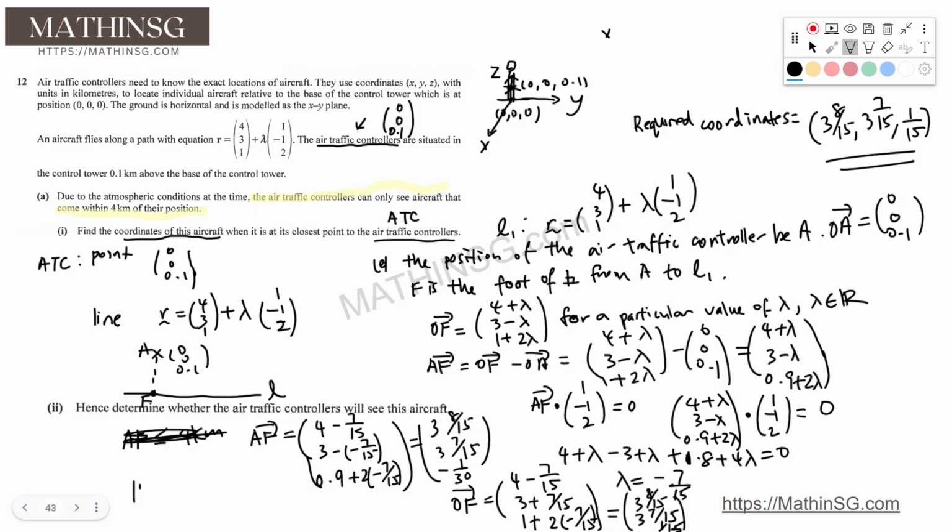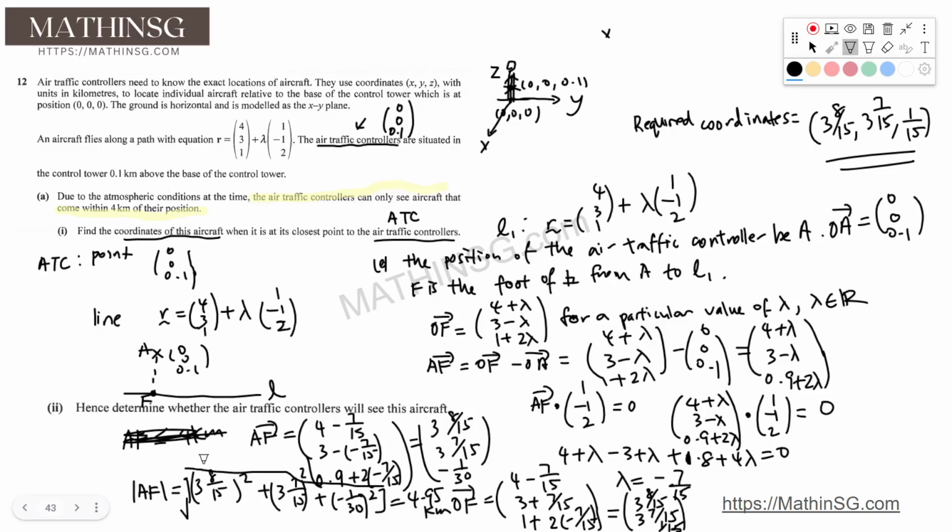Next, let's find mod AF. Mod AF is basically 3 8/15 squared plus 3 7/15 squared plus negative 1/30 squared, and then we need to square root this whole thing. Typing everything into the calculator will give us around 4.95 kilometers, which is greater than 4 kilometers.